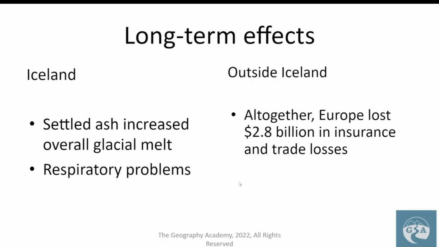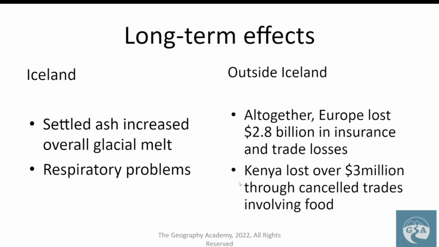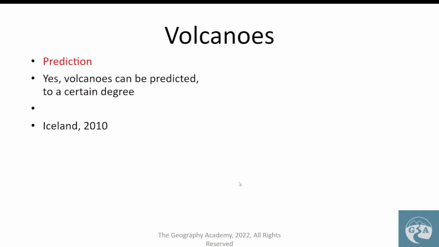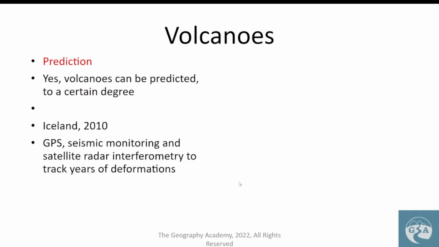Outside of Iceland, we see that trade had been very much changed, and we saw losses as well. It took a long time to recover in the tourism industry, and insurance and trade losses were in the billions. In other countries like Kenya, a lot of cancelled trades involving food would have had a knock-on effect on cash crops they're trying to send to more developed countries. This interruption would have stopped the supply chain and impacted their income for a long period of time. So it's hard to deal with all of these short-term and long-term income impacts.